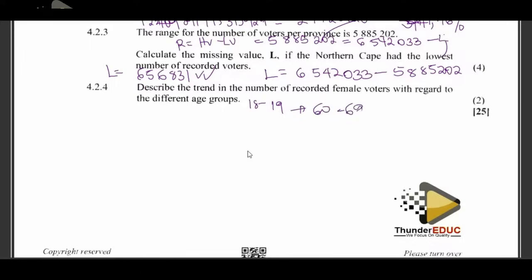60 to 69. The number of voters is what? The number of what? Voters increases. Then it drops from 70 onwards. Here the number does what? Decreases. That's the trend that I see. What is the change? That's what they were trying to ask you.